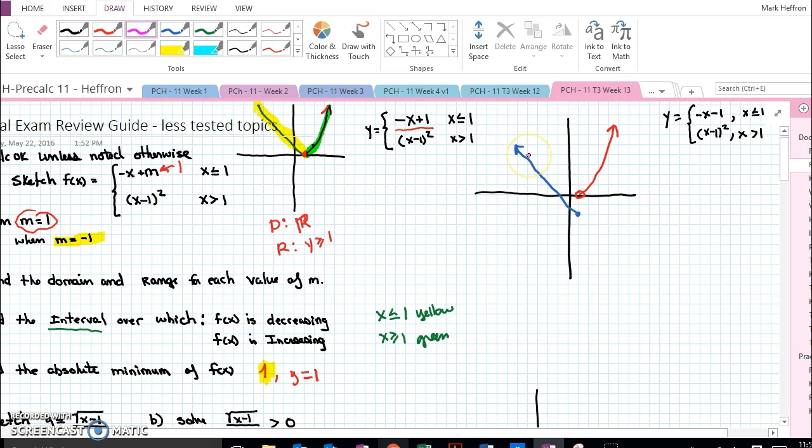Now we'll look at the piecewise function when m is negative 1. So now what's drawn is the blue and the red here, because our y-intercept is down at negative 1, so everything moved down instead of up.